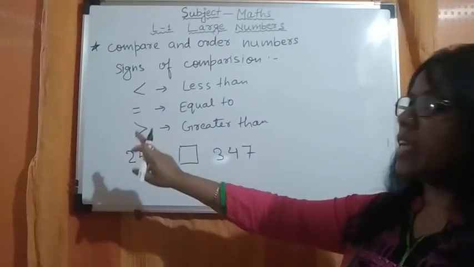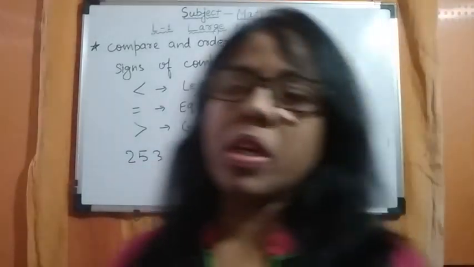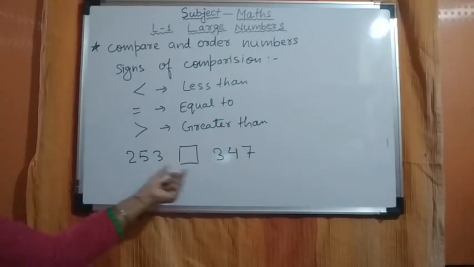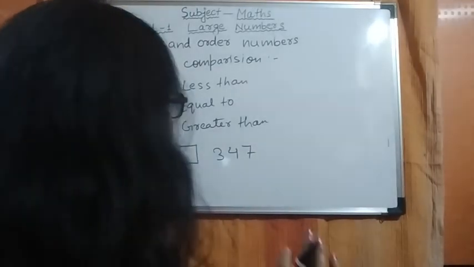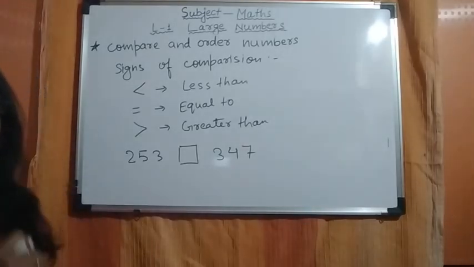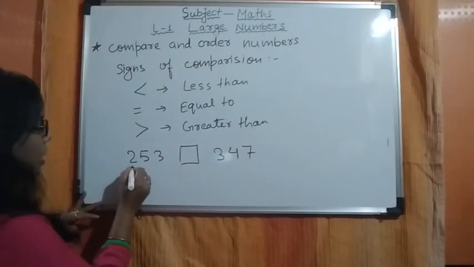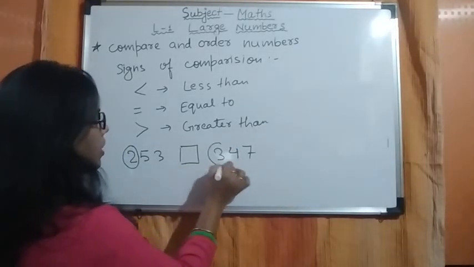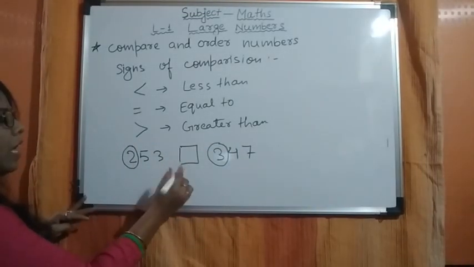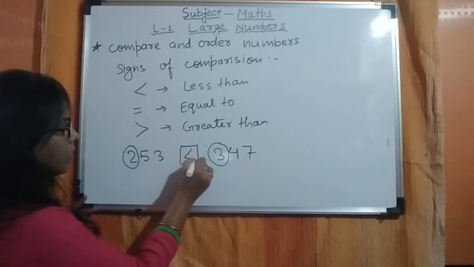So how can we compare these two numbers? First of all, we will check how many digit numbers they are. This is a 3-digit number, this is a 3-digit number. Fine. So both sides have equal digits. Now start comparison from the left-hand side. Here it is 2 and here it is 3. 2 is smaller than 3, so we will put this sign.